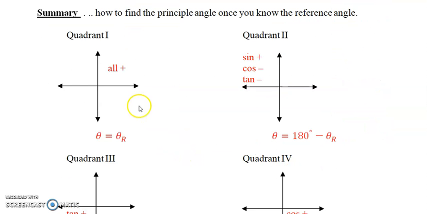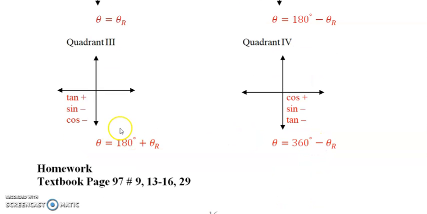So again, just a summary of how to find the principal angle. I think this will be important. In quadrant 1, all are positive, so theta is equal to your reference angle. Quadrant 2, sine is positive, cos and tan are negative, so your theta is equal to 180 minus your reference angle, regardless, right?